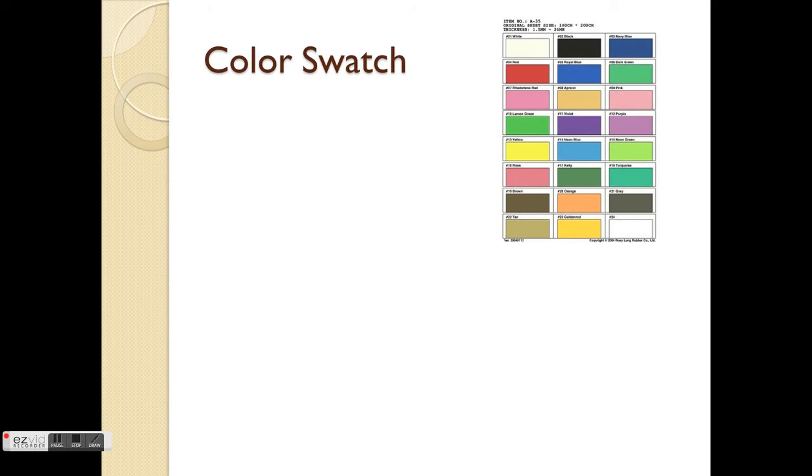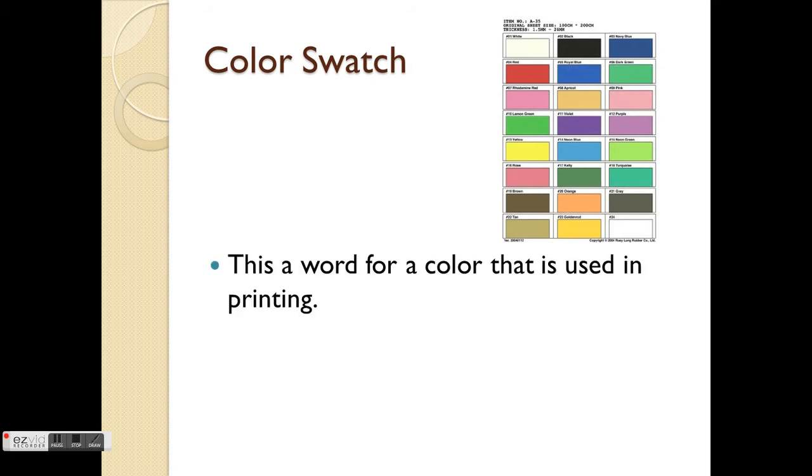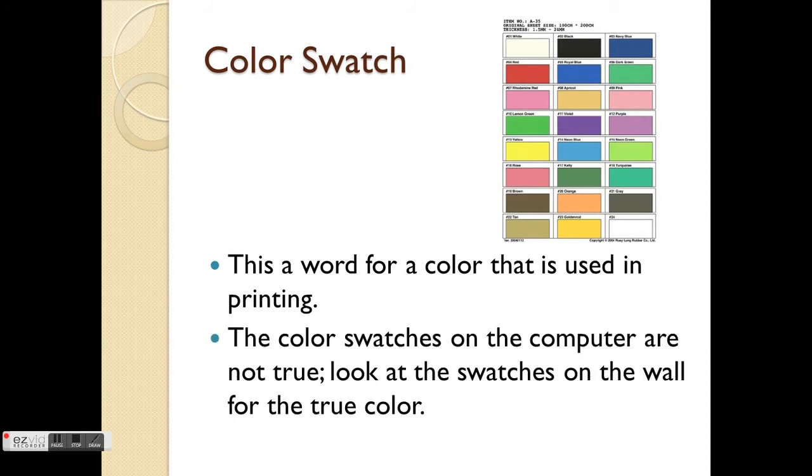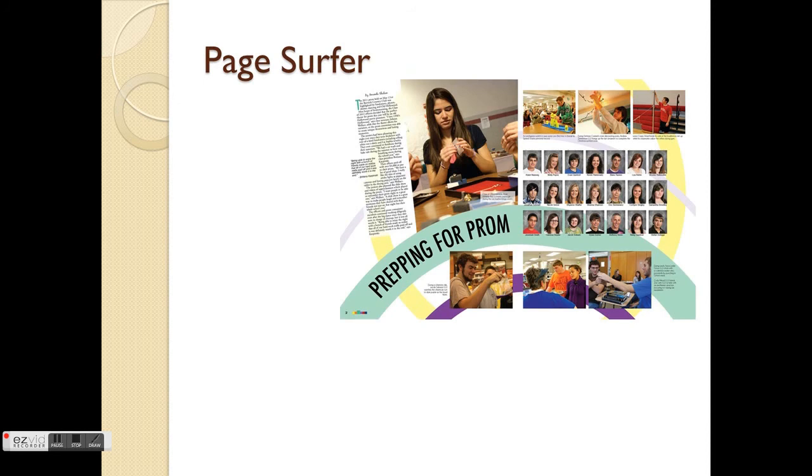Color swatches. There's a book in the classroom that you can use. When you look at the computer monitor, the color on the monitor is not true. You have to look at the swatches in the book for the true color, and we'll be printing pages to check the colors more accurately as well.